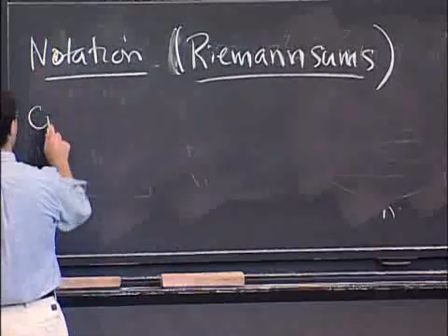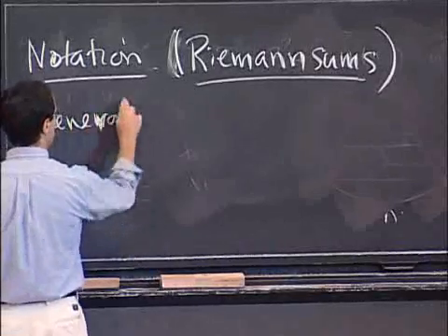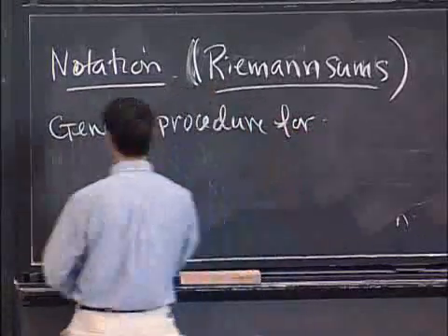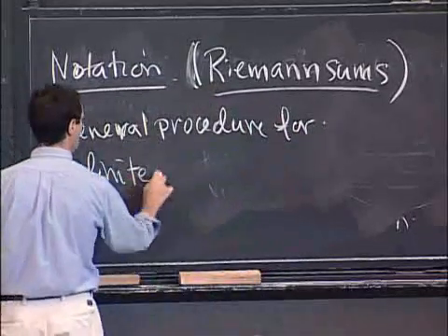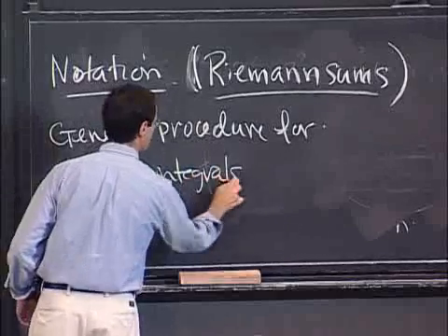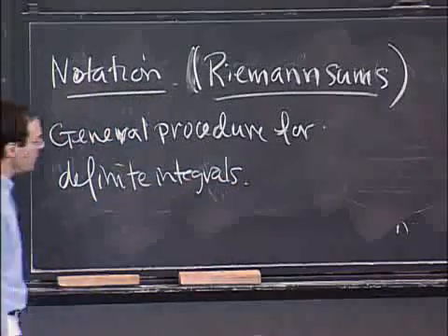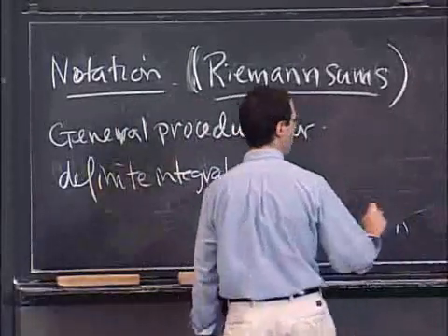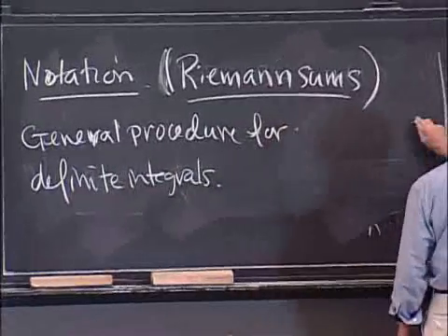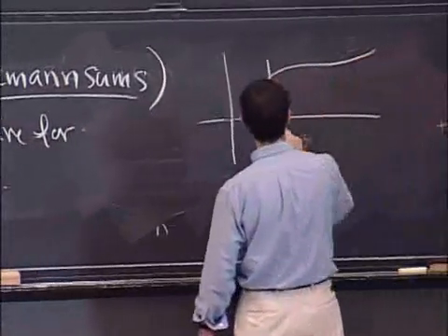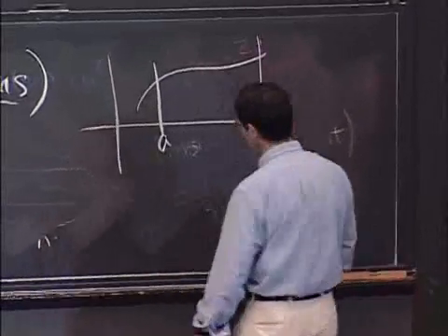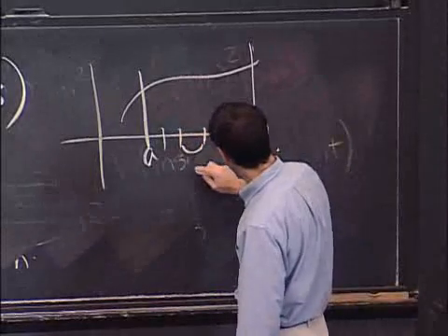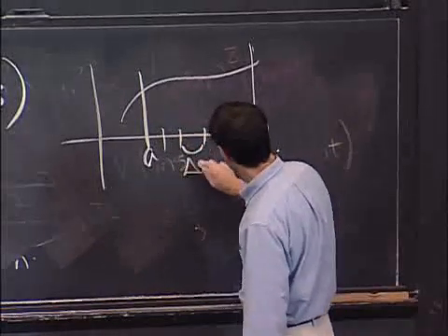So this is the general procedure for definite integrals. We divide it up into pieces. And how do we do that? Well, so here's our A and here's our B. And what we're going to do is break it up into little pieces, and we're going to give a name to the increment, and we're going to call that delta x.